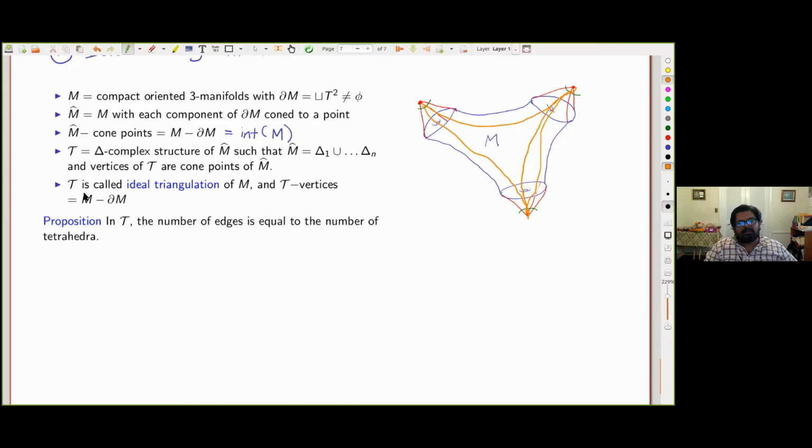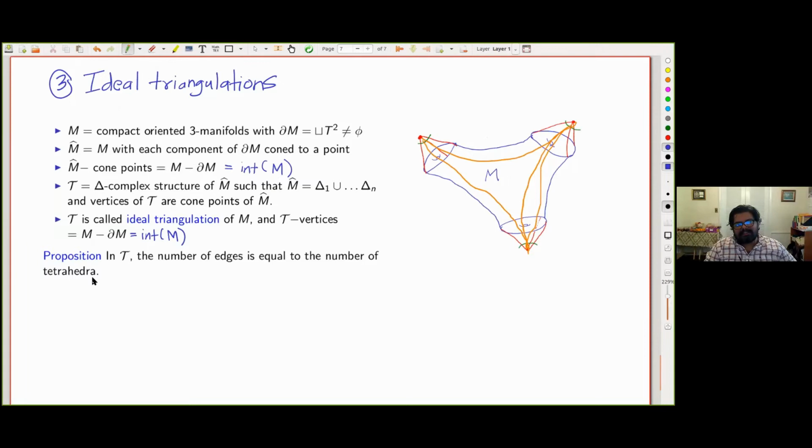And now the triangulation T is called an ideal triangulation of M, and T minus the vertices is again the interior of M. Because the hyperbolic structure is going to come up over here. So this is the interior of M, right? It's called an ideal triangulation because T minus vertices is what the object is.